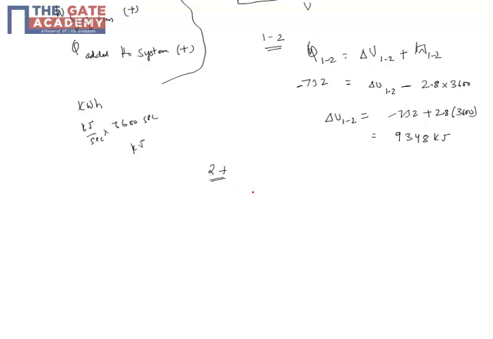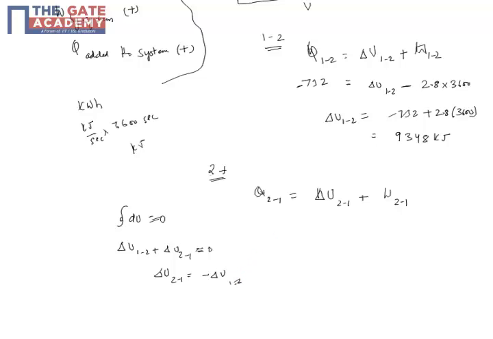Now let's see the process 2 to 1. The heat transfer in 2 to 1 is equal to the change in energy 2 to 1 plus work done in 2 to 1. Now remember that because the cyclic integral of internal energy is 0, since it's a property, delta U 1 to 2 plus delta U 2 to 1 has to be 0, and because of this we can say that delta U 2 to 1 is minus delta U 1 to 2.